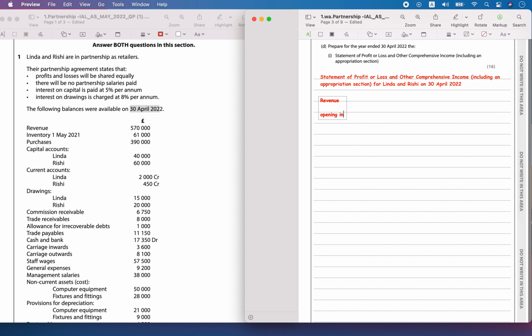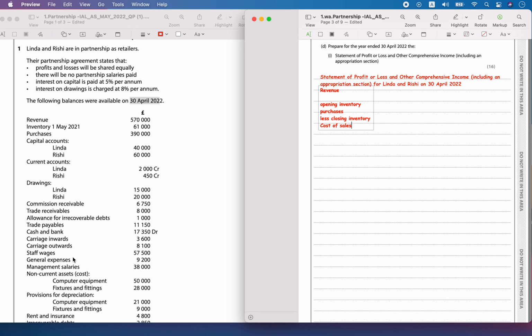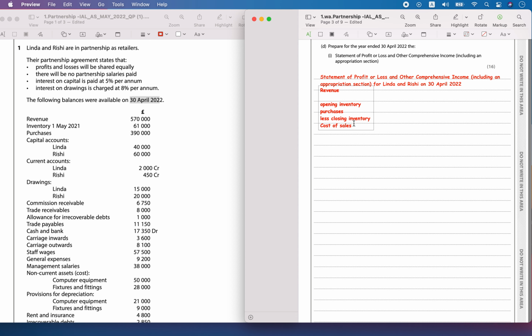For that, first we have opening inventory and then purchases. Then we have less closing inventory, and then we have to do cost of sales. But I also see carriage inwards. So purchases, and then we also have to add the carriage inwards.